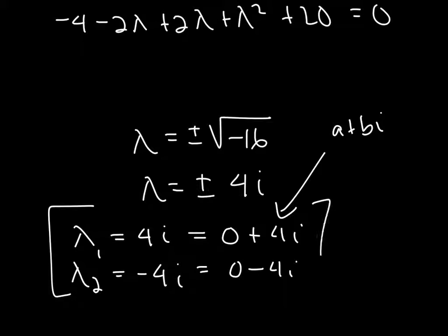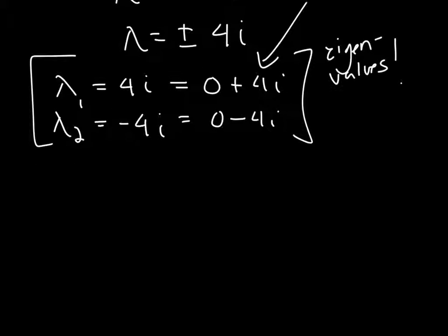Okay, so we found our eigenvalues. Now we know that there is an associated eigenvector to each eigenvalue. So let's go ahead and find that.